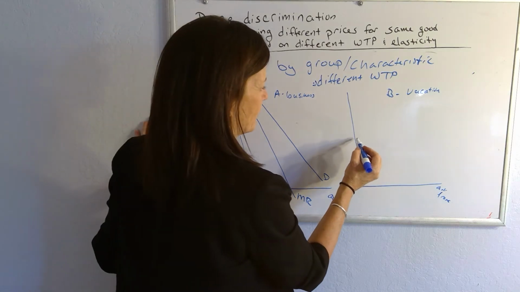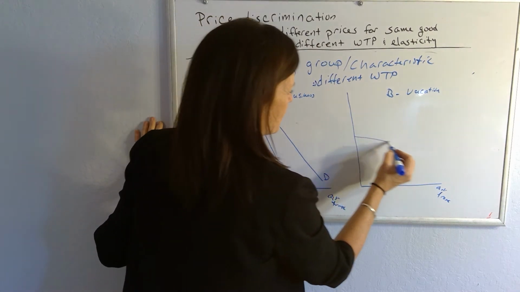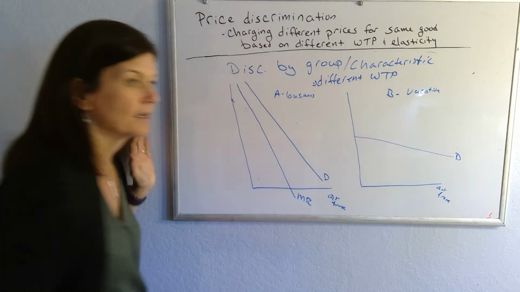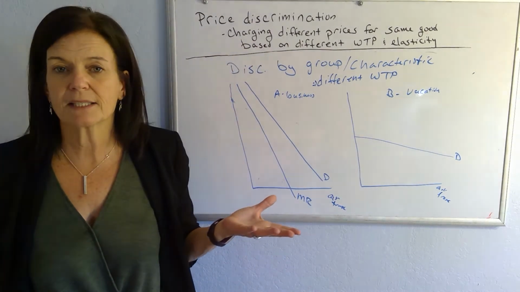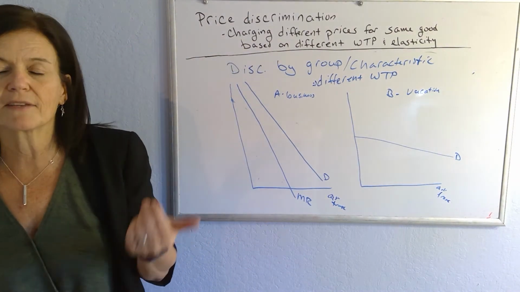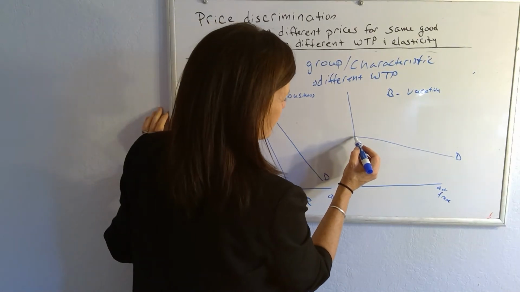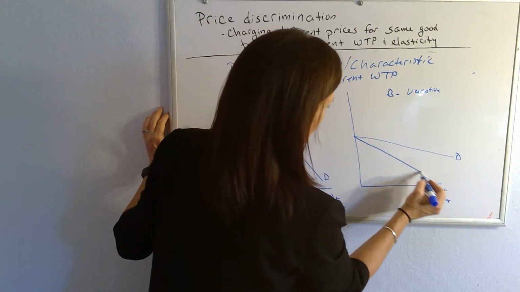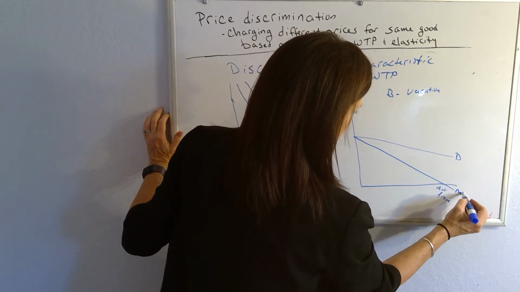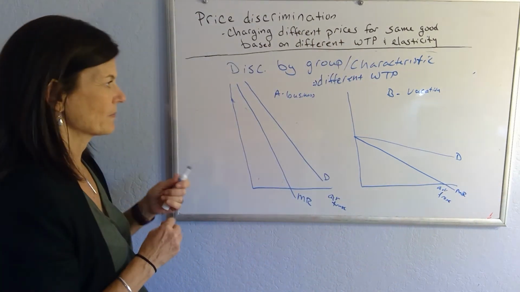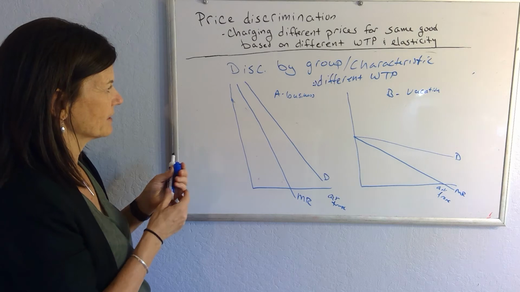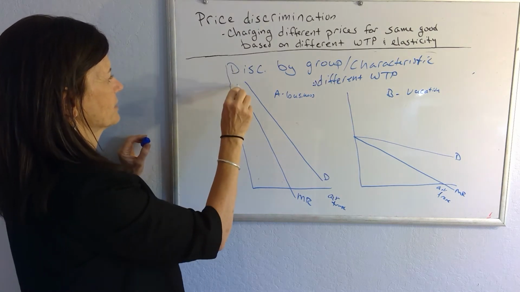But leisure travelers, they have probably a much more elastic demand because they can go other places, they can drive instead of fly. They may not be that elastic, but it's a lot more elastic. Fact of the travel industry. So you have these two groups with very, very different demands. These will intersect the y-axis way up here somewhere.